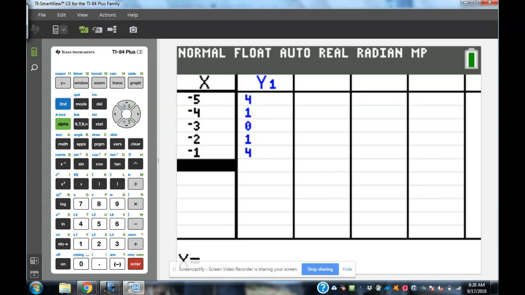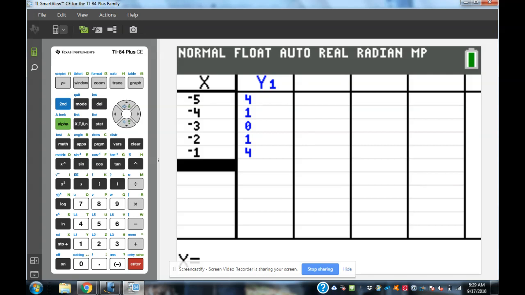It cranks out the y value. As long as you typed in the equation the right way, it cranks out the y value that goes with those. Notice we got 4, 1, 0, 1, 4. That's a symmetric table. The table's not always symmetric. If your vertex is a decimal or a fraction, then sometimes it gets off a little bit. But ours is a whole number here.